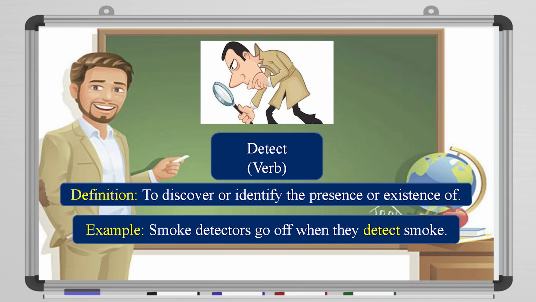Not just people, but also devices. Maybe he is detecting the case. He's looking for something or evidence here. Okay? So detect is a verb. For example, smoke detectors go off when they detect smoke.